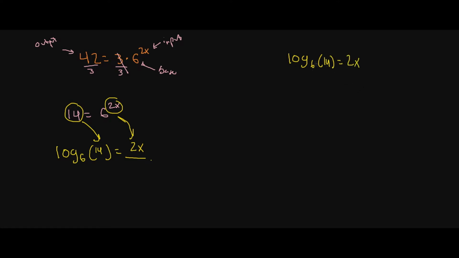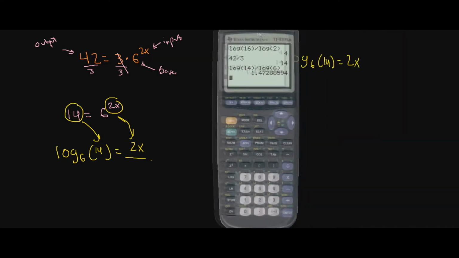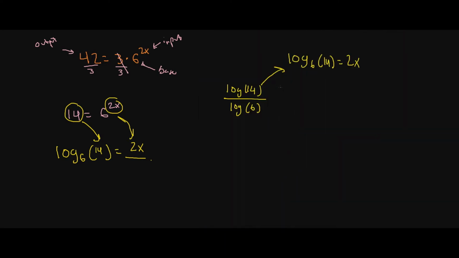Well, to solve this problem, let's use our change of base formula. Let's use that on this. Let's type log of 14 divided by log of 6, and let's figure out what that answer is right there. So we do log of 14 divided by log of 6. And we're going to get 1.4728.